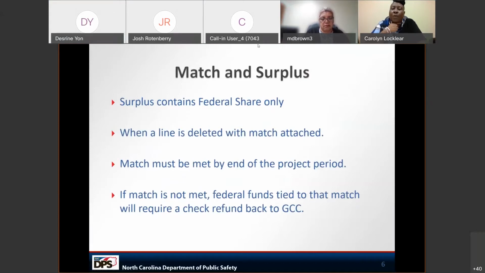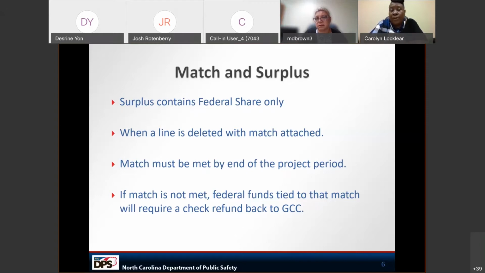And you might be saying, well, Ms. Locklear, we don't have match in the upcoming grants. Match will be waived as well. True. So some of you may have a VAWA grant. VAWA grant match has not been waived as of this point. So the match requirement for VAWA grants still stands. And let's make sure that prior to your grant closing, that your match has been met.